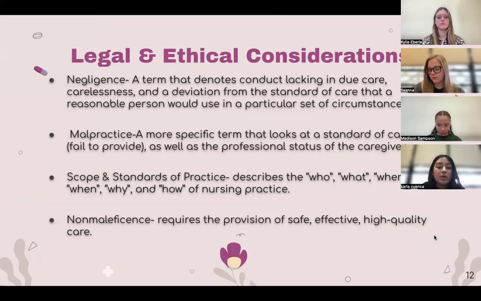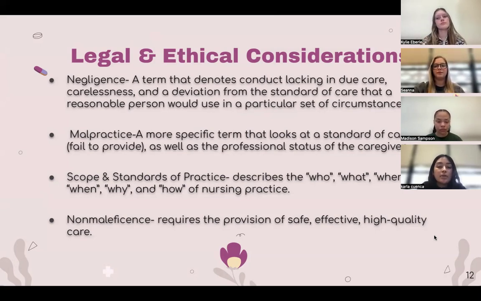Negligence occurs when a caregiver fails to provide the expected standard of care, resulting in harm to the patient. For example, if a nurse forgets to turn a bedridden patient, that can lead to bed sores, which could be considered negligence. Malpractice is a more specific form of negligence that applies to licensed professionals, such as RNs, APRNs, or any healthcare provider who fails to meet professional standards, such as by administering the wrong medication.